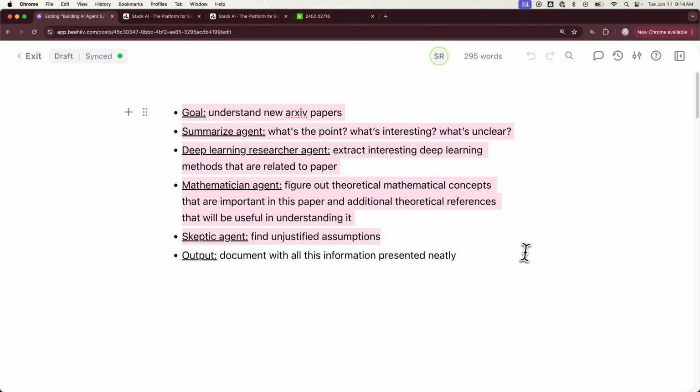Here, I've just outlined roughly what it is I'm trying to do. Like I said at the beginning, my goal is to quickly understand new research papers that come out. And what I'm thinking for this agent system is 4 different agents. One to summarize what's the point of the paper, what's interesting about it, what's unclear. A more specialized agent coming from a deep learning background who extracts interesting deep learning methods related to the paper.